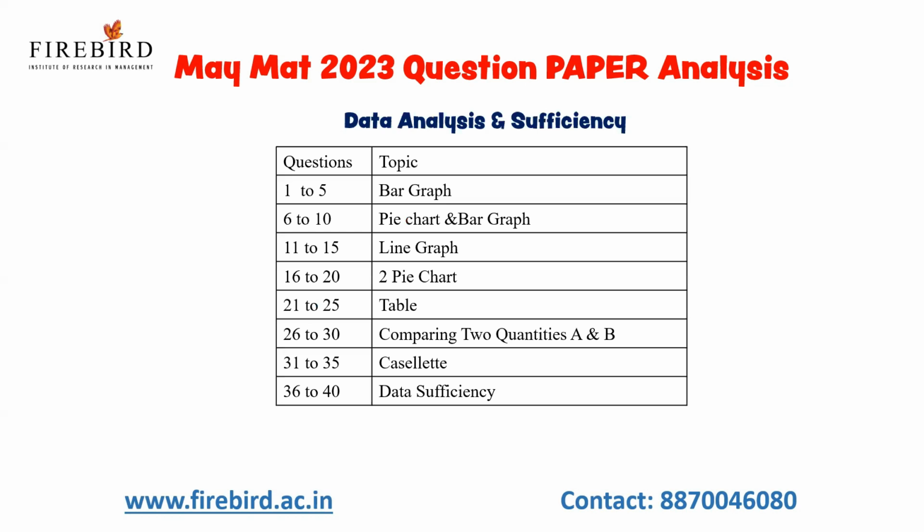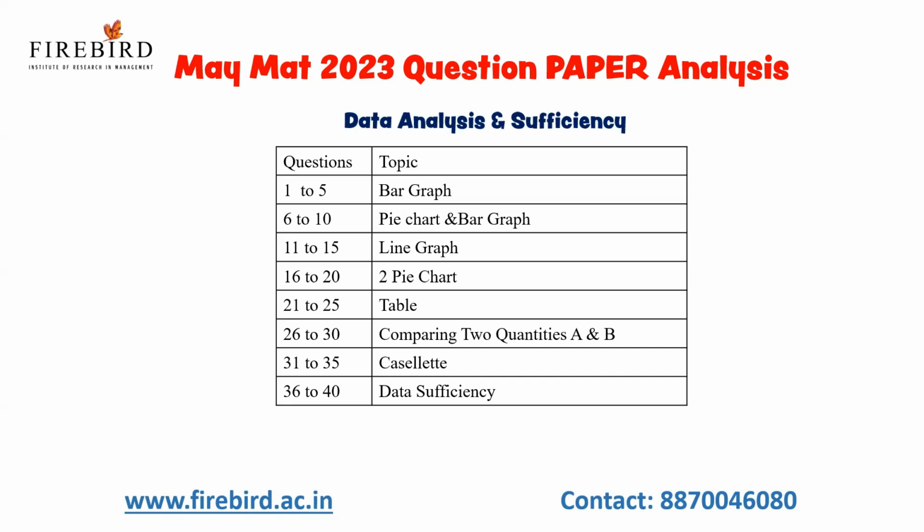And the next topic, data analysis and sufficiency. Under data analysis and sufficiency, they asked bar graph. The first 5 questions were based on bar graph. And the next, question number 6 to 10, they asked pie chart and bar graph. Then line graph, 2 pie charts, table. So nearly 5 data analysis questions you can expect. Minimum 4, maximum up to 5 questions you can expect.